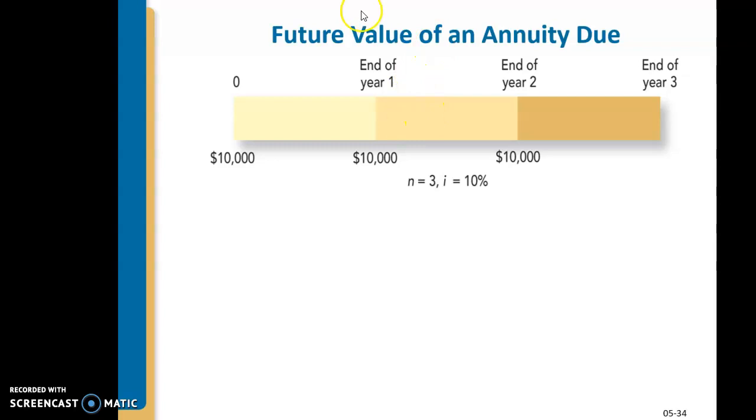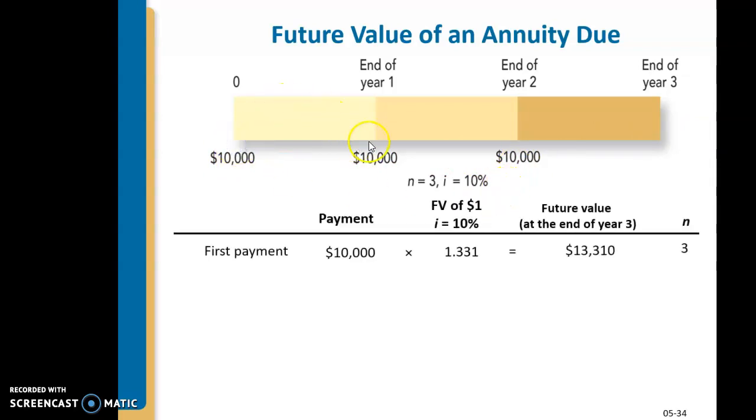Same problem, but instead of an ordinary annuity, it is an annuity due, a different table. Present value is 0. We don't know what the future value is. 3 equal installments of $10,000 each at the beginning of each compounding period. N equals 3, I equals 10%. Let's go to Table 5, future value of an annuity due.